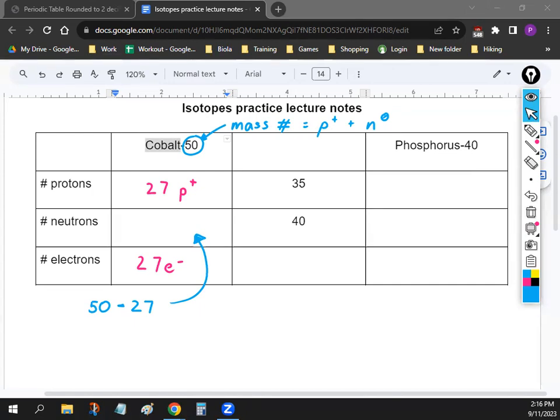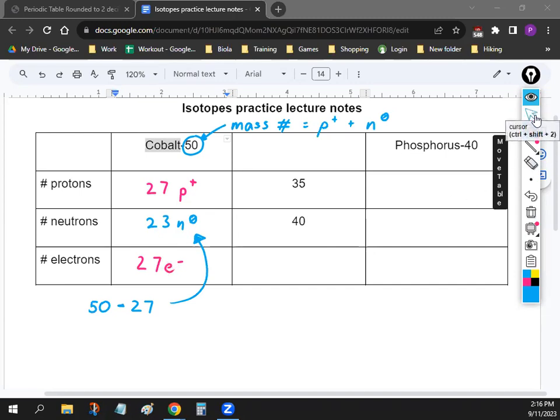Yeah, 23. So that's going to be your answer. So 23 neutrons. Okay. And if you ever want to check your answer, it's really easy. You just need to do 27, the protons plus the neutrons, and that should equal 50 right here. So you can always double check your answer. Okay.